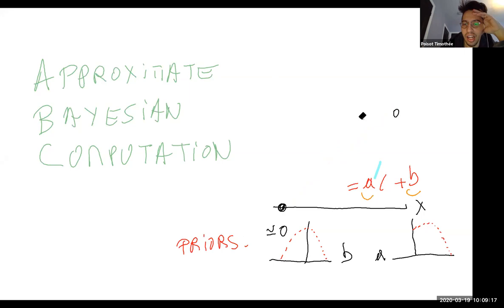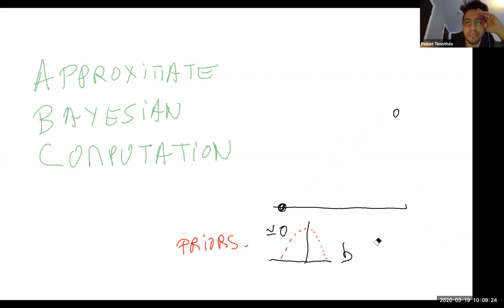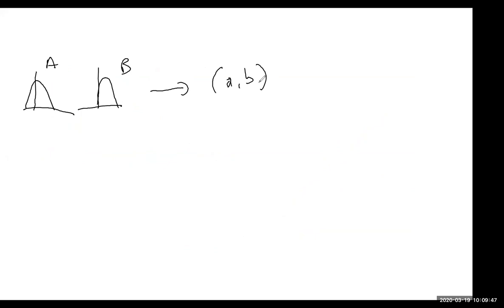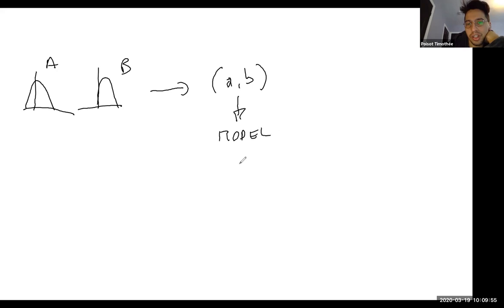So let's write this problem in terms of a diagram. The way we work in ABC is that we have our priors here, the one for B and the one for A. We're going to be sampling one value from the distribution of A and one value from the distribution of B. This point, we are going to put into our model. We can call this model F, for example. And what F will do is give us a series of values. We're going to call that V.